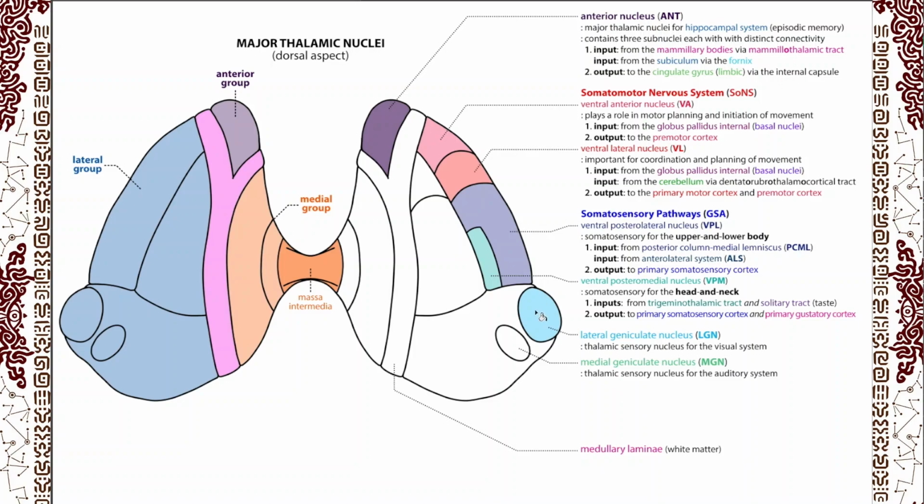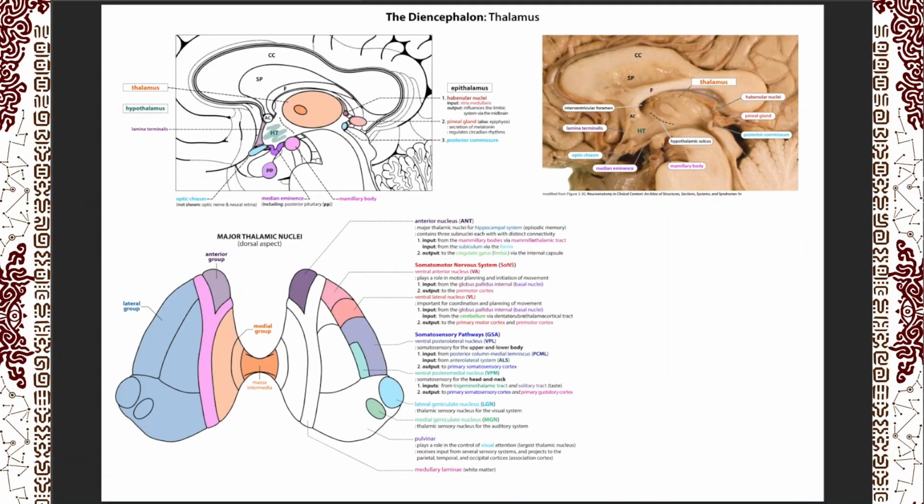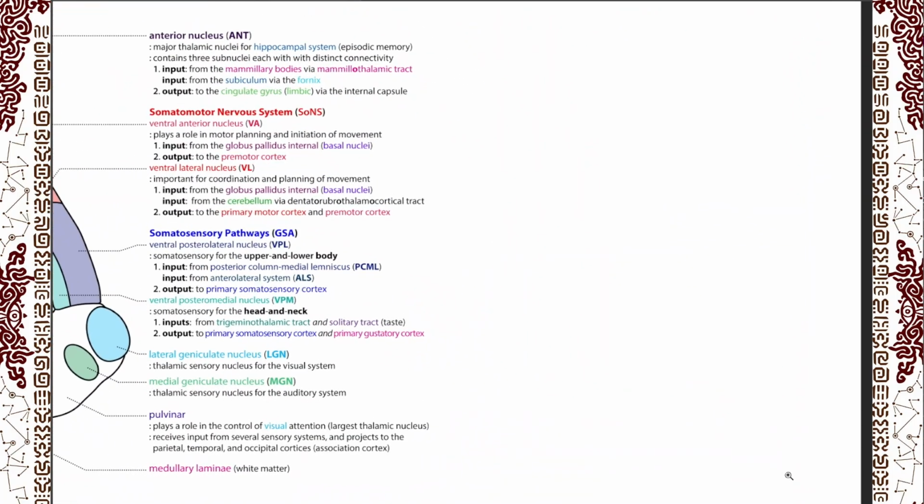the MGN, which processes information as part of the auditory system, a more elaborate system when compared to the visual system. Let's also note here the presence of the pulvinar, which is the largest of the thalamic nuclei and acts as a landmark. Okay, let's take a look at each of our subthalamic nuclei on a series of coronal sections.